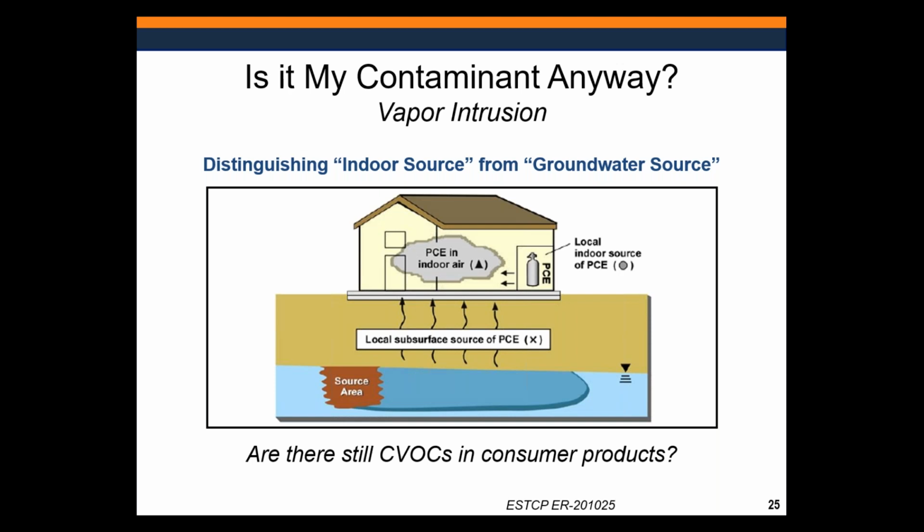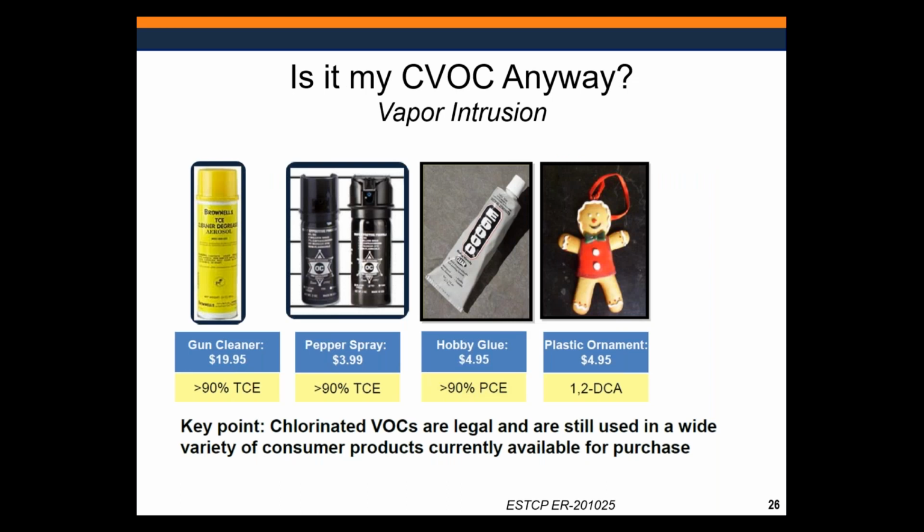And you'll say, well, are there still CVOCs in products? And yes, there are. So if you're home cleaning your gun, you pepper spray somebody, or you're a big hobby modeler, putting together model airplanes, you may very well have some VOCs in your household. And perhaps that indoor air source is a local source rather than the TCE plume that's been flowing under your property in New Jersey for the past 50 years. But there's a means to use CSIA to try and understand that.